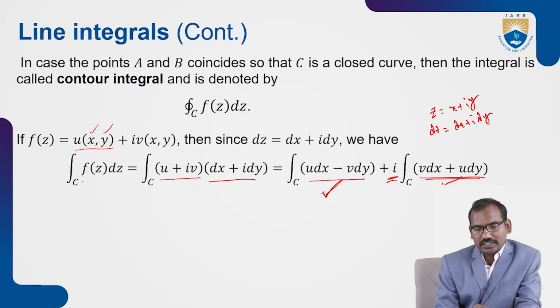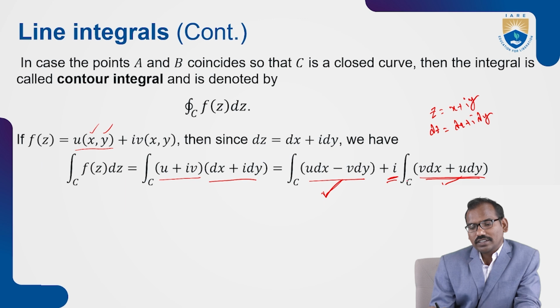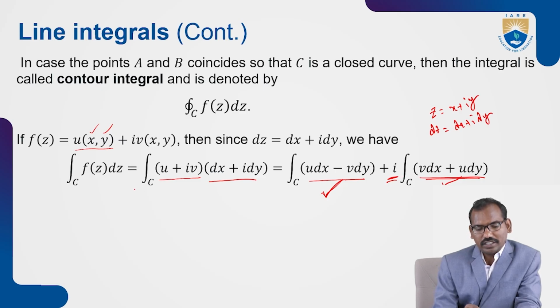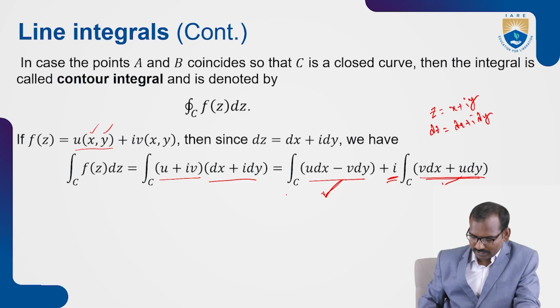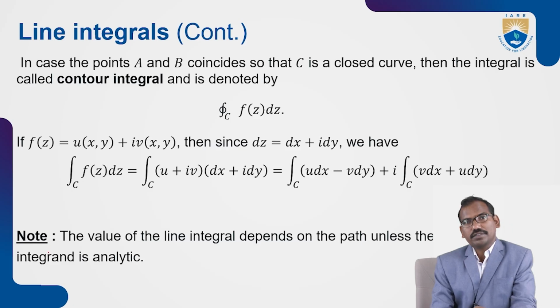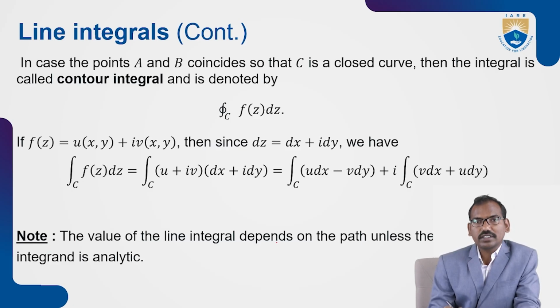So we are splitting the line integral of a complex function into two parts: a real part, and an imaginary part also written in terms of an integral of a real function. We are going to use this formula for evaluation of the line integral of a complex function, splitting into real part and imaginary part. Now note, the value of the line integral depends on the path unless the integrand is analytic.